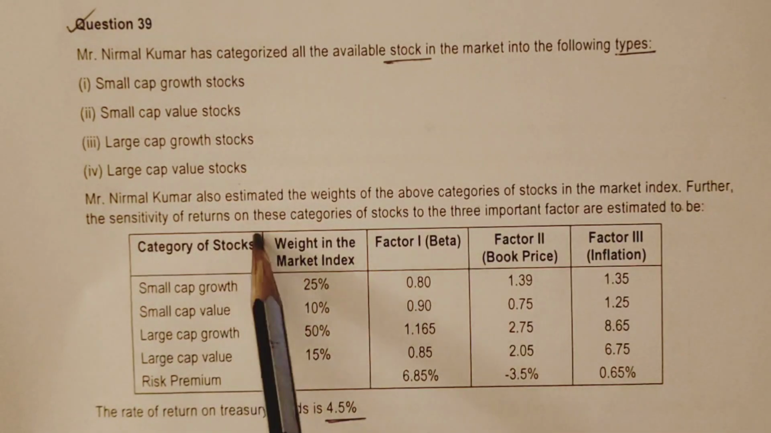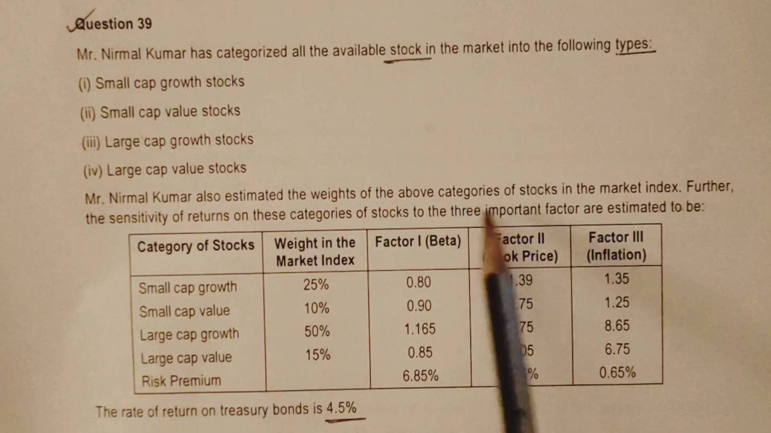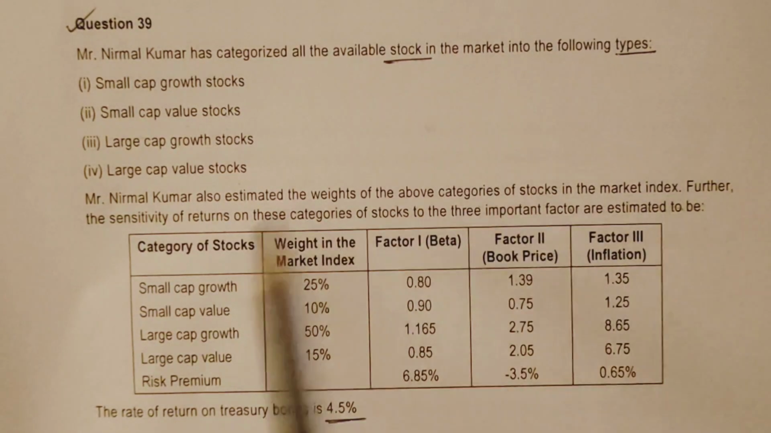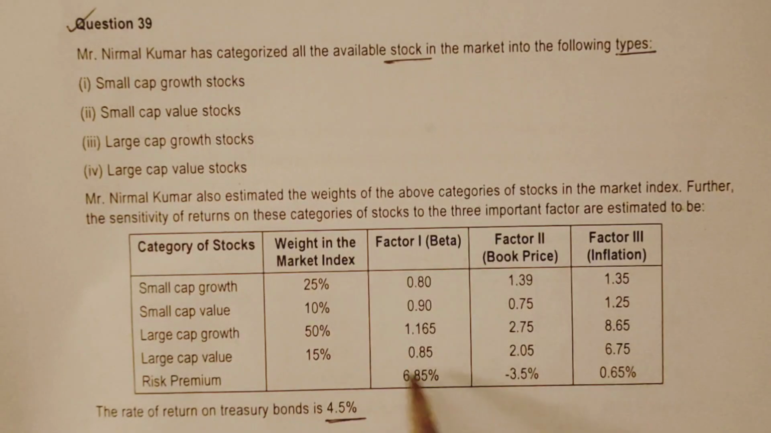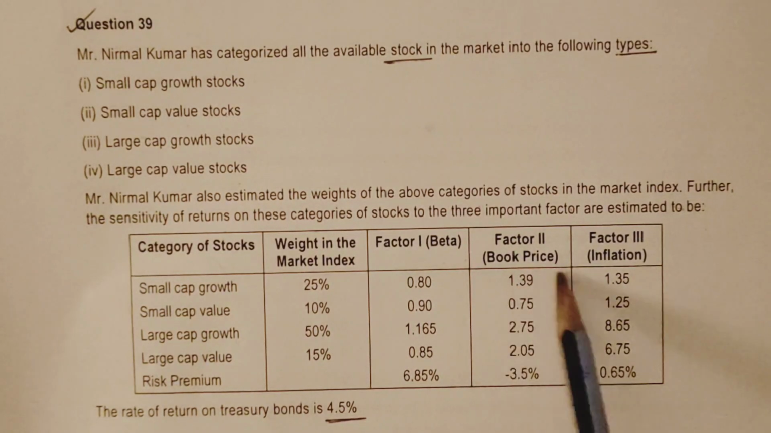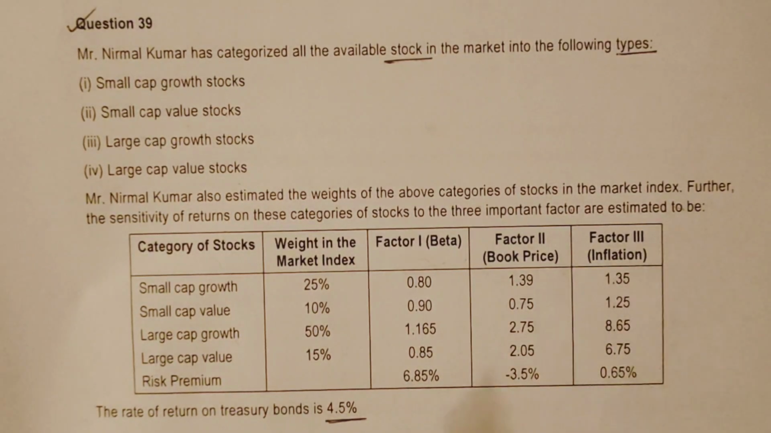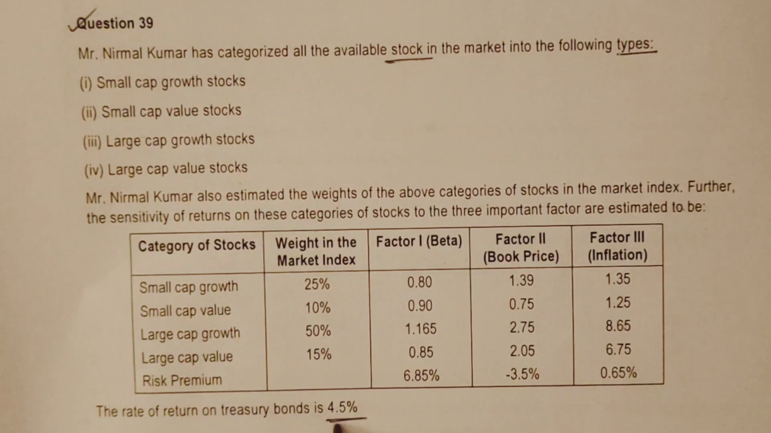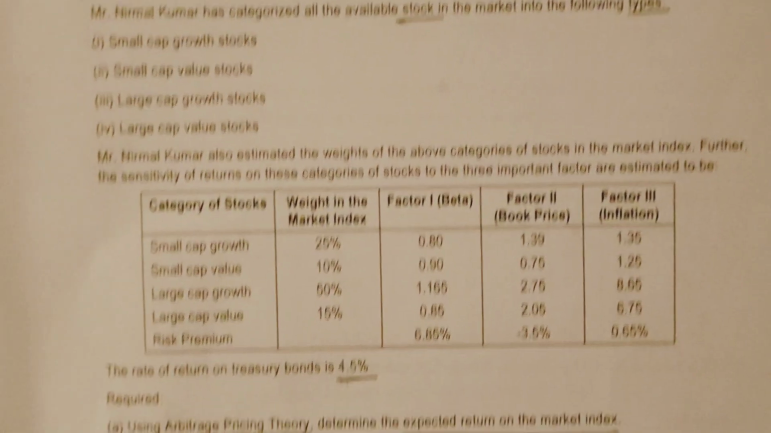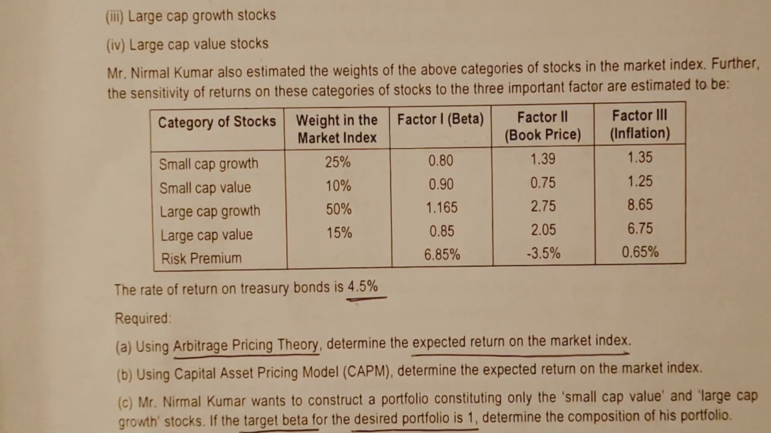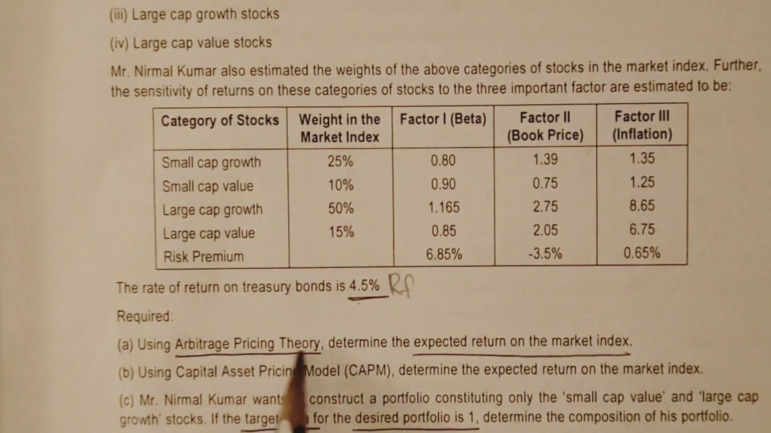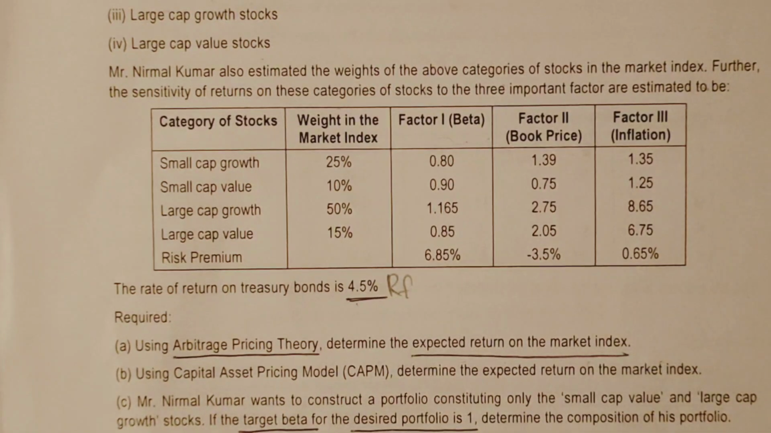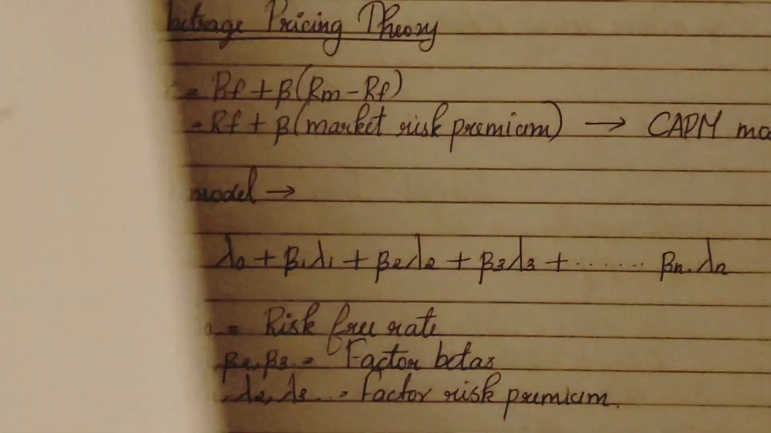Further, the sensitivity of returns on these categories of stocks to the 3 important factors are estimated. The table has the category, the weight, then factor 1 beta, this is the main factor, then factor 2 is book price and factor 3 is inflation. The rate of return on treasury bond is 4.5%. So this is the risk-free rate. Required: using arbitrage pricing theory, determine the expected return on the market index. So let us compute the expected return using arbitrage pricing theory.